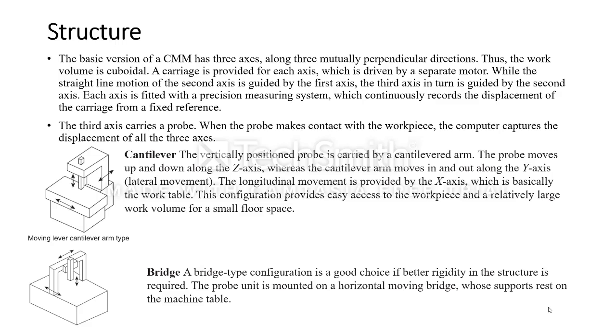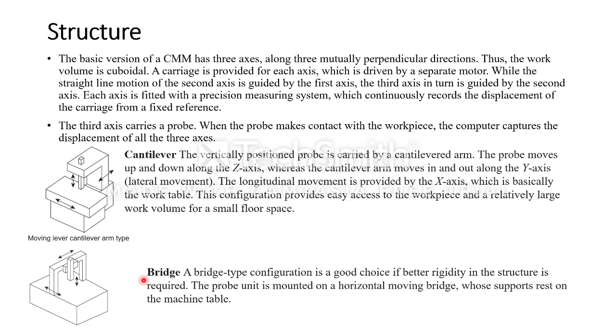According to your application and your budget, you can decide which structure you need. Among them, the first one is the cantilever type. In this cantilever type, the vertical position probe is carried by a cantilever arm. So this is my cantilever arm. This vertical position is controlled. The probe moves up and down along the Z axis. The arm is moved in and out along the y axis. This is the lateral movement, and the longitudinal movement is controlled by the table, which is basically the work table. So this configuration provides easy access to work pieces which are basically large. If you place a large workpiece or job over this CMM machine, you can measure the surface texture of that particular job.